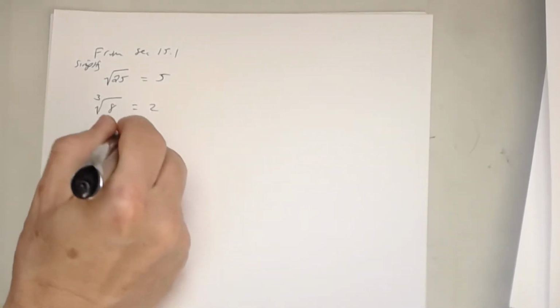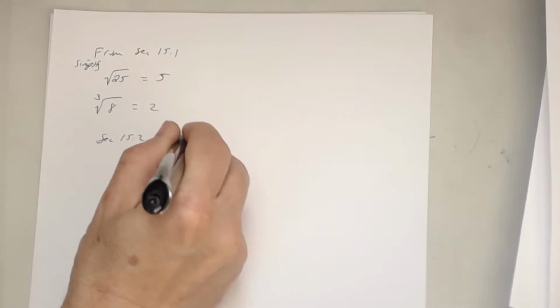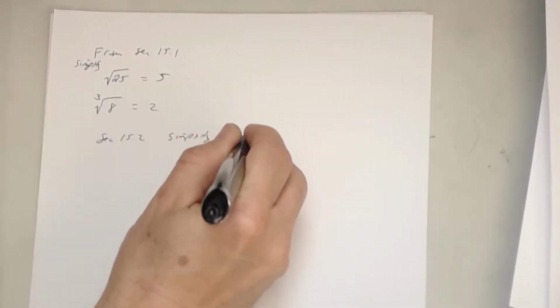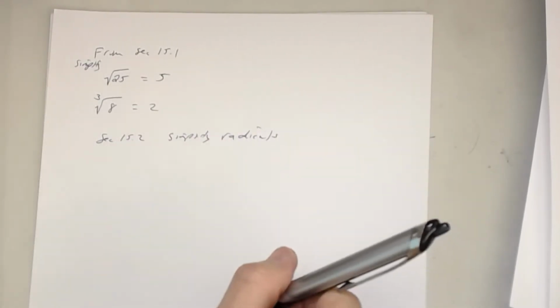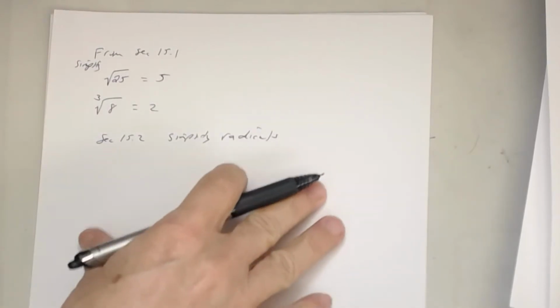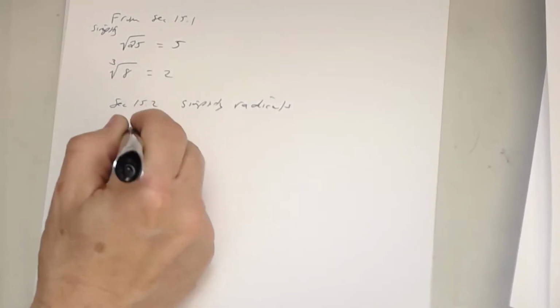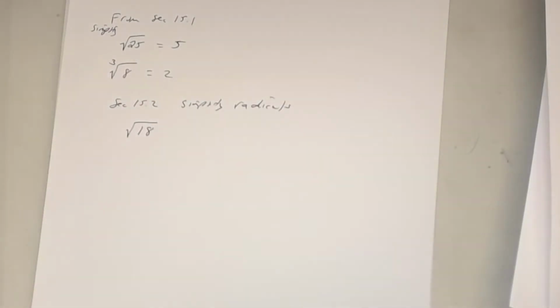15.2, simplify radicals. So 15.1 was also simplify radicals. 15.2 is also simplify radicals. But in 15.2, you're going to have something like this. Square root of 18, and you want to simplify that. But 18 is not a perfect square. What whole number times itself is 18? There isn't any. Right? But you can simplify the square root of 18.